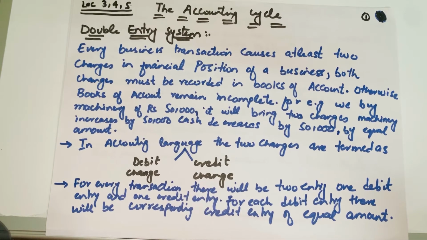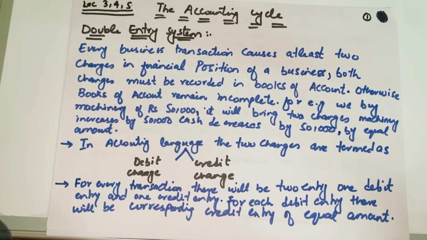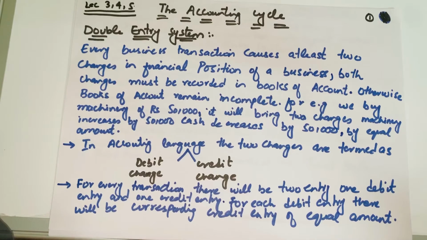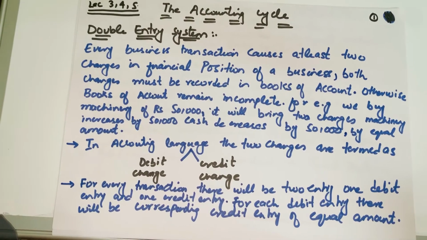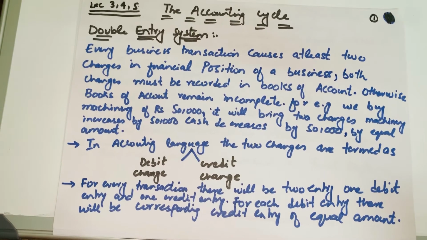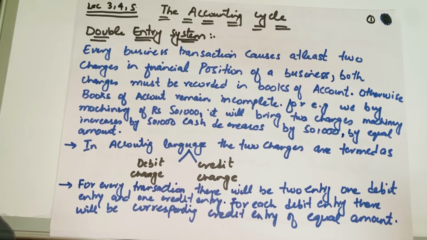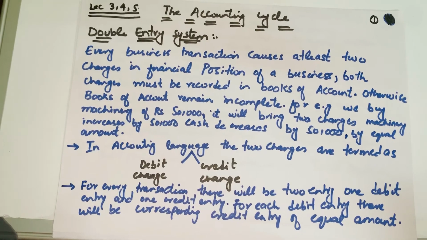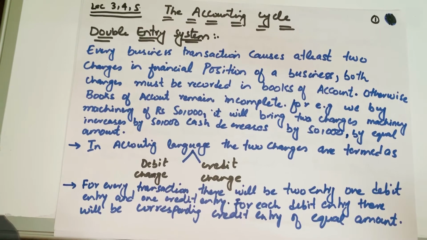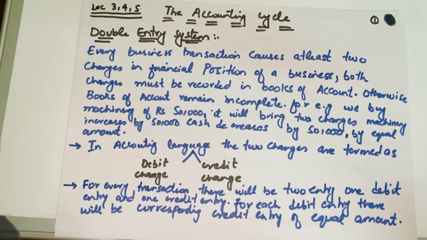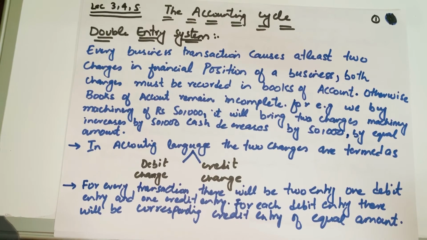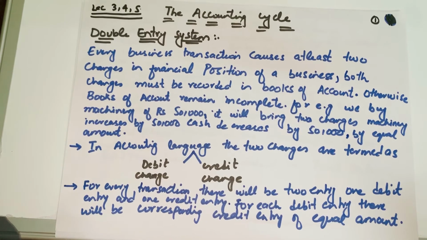For example, in the case of machinery, as we have bought the machinery for 50,000, our machinery asset will be increased. So we will put the machinery on the debit side of the transaction, and on the other hand, our cash will be reduced by the same amount. So we will put the cash amount on the credit side of the transaction. It is necessary that both the debit change and the credit change should be of equal amount in order to balance the accounting transactions.